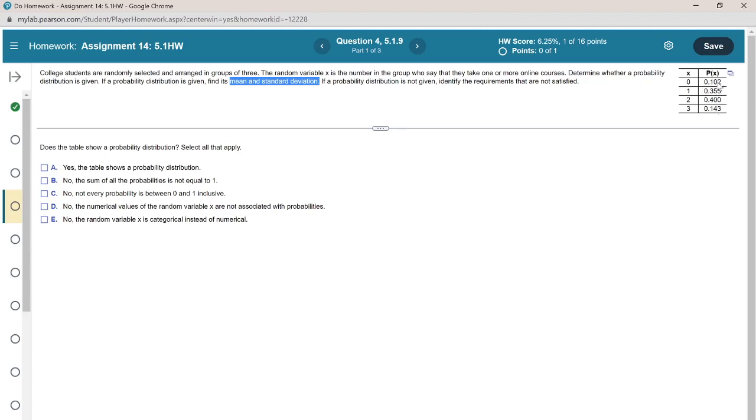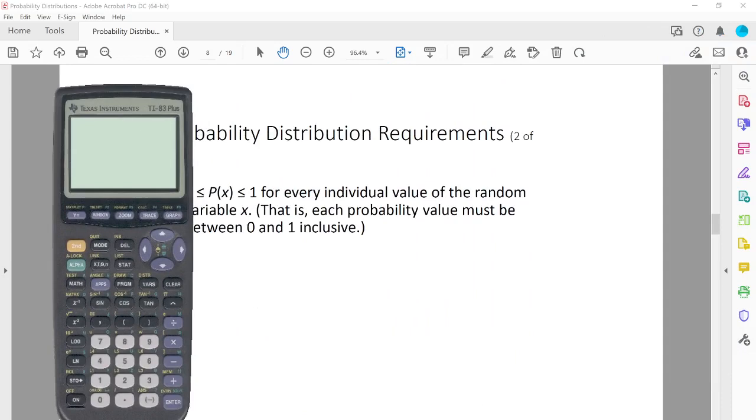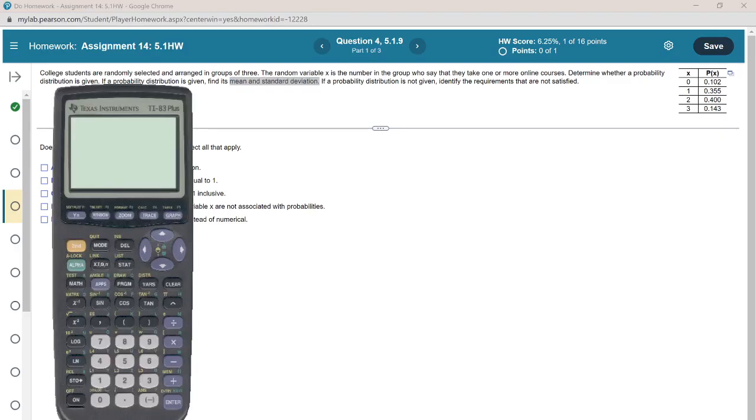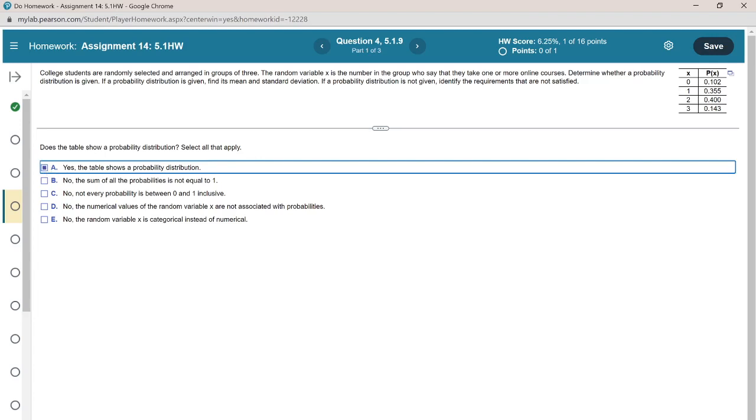Now we just have to add these numbers. If I add these numbers, which are 0.102 plus 0.355 plus 0.4 plus 0.143, the sum is 1. So it's a probability distribution. Does the table show a probability distribution? The answer is yes. There is only one answer: yes, the table shows a probability distribution.